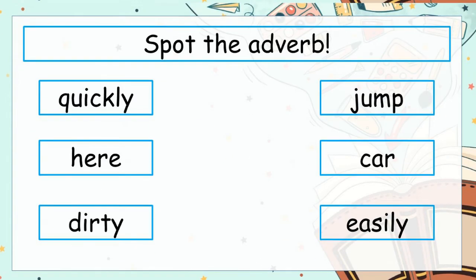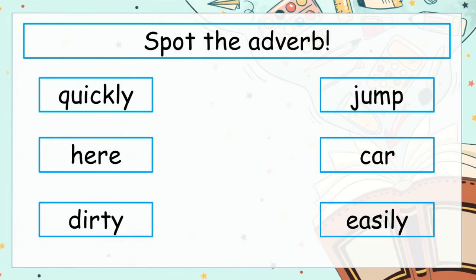Okay, let's have a little practice at spotting some adverbs from the list below. Down below there are 6 words. Some of them are adverbs, some of them are not. Can you pause the video and see if you can figure out which ones are adverbs? Remember, an adverb tells us more about an action. Pause the video and give it a try.